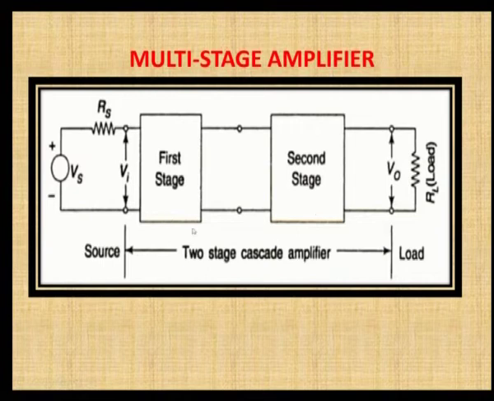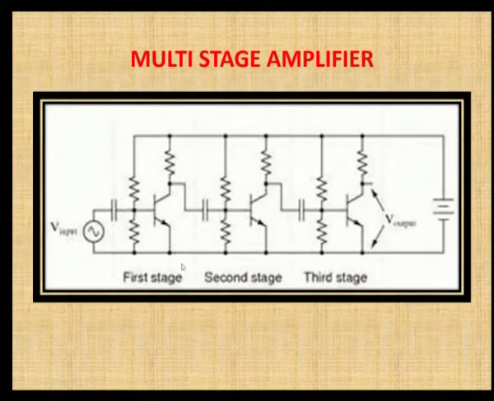So, here the two stage transistors are cascaded. Output of the first is given as the input of the next, then this particular connection is said to be cascade connection, two stage cascade amplifier here. This is source and this is load. This is a block diagram. This is the circuit diagram.